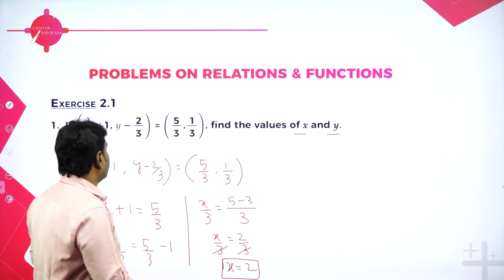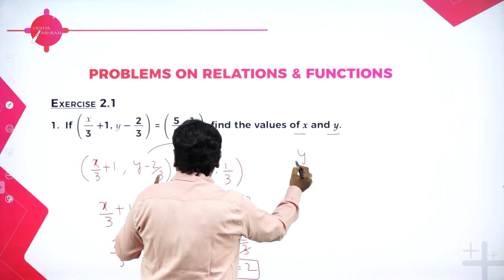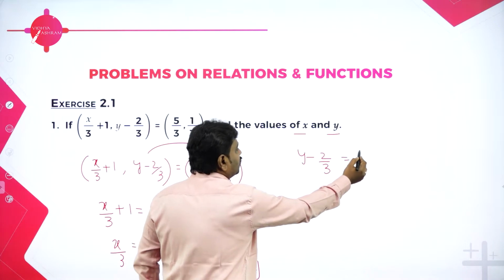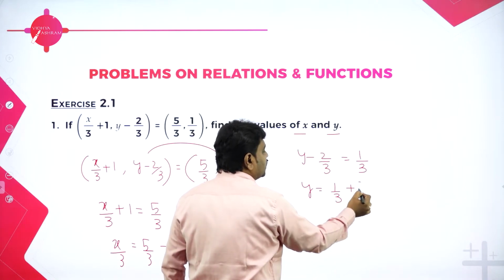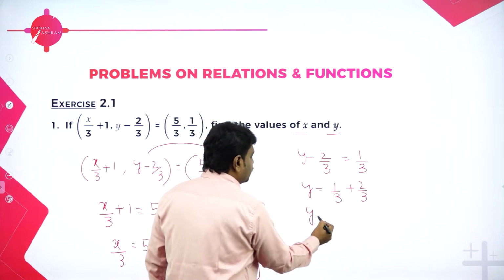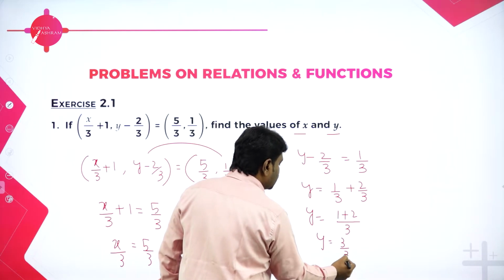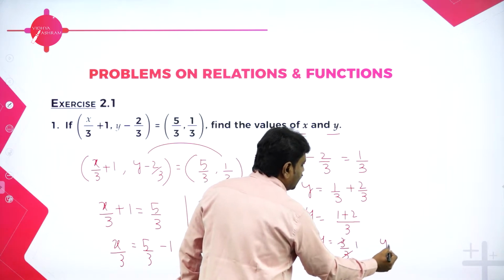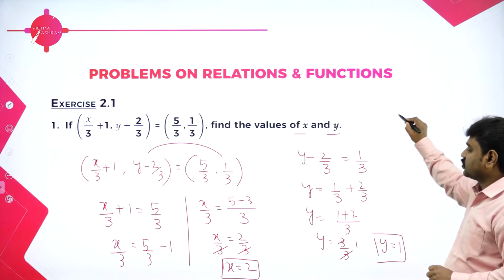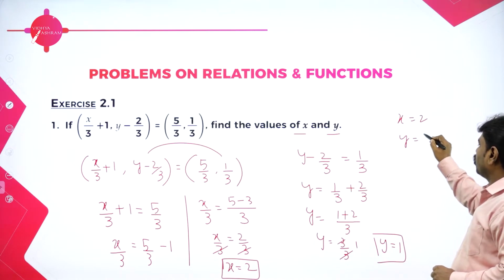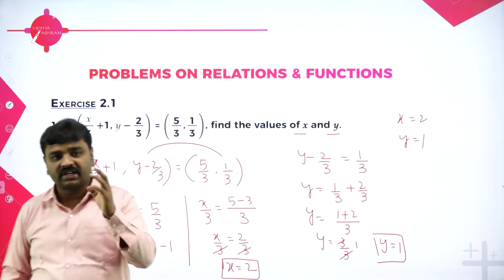Similarly, equate the second value with the second value. What is the second value? So the second value is y minus 2/3 is equal to what? 1/3. Transfer that side. So y becomes 1/3 plus 2/3. Now take LCM. LCM is 3. So 1 plus 2 by 3. Y is equal to what? 3/3. So if you cancel, you will get 1. So the y value is 1. They wanted to find x and y values. We got x and y values. What is the x value we got? 2. And what is the y value we got? 1. So what is the logic here? If two ordered pairs are equal, then the first element should be equal to the first and the second should be equal to the second.